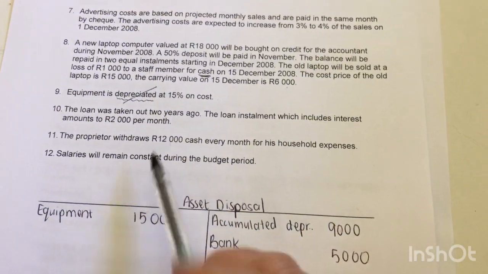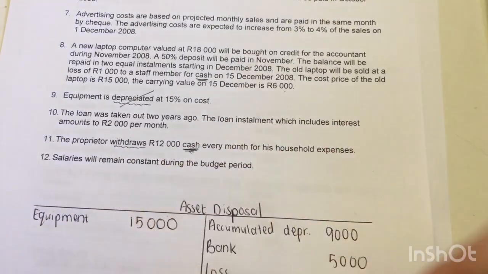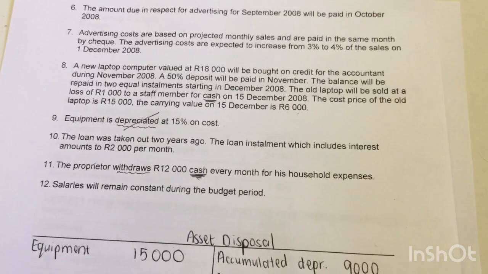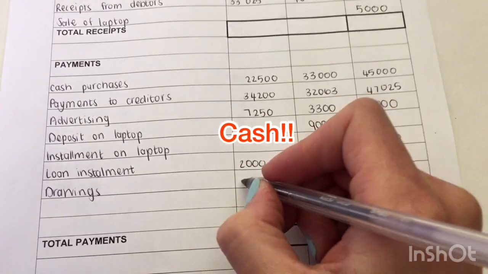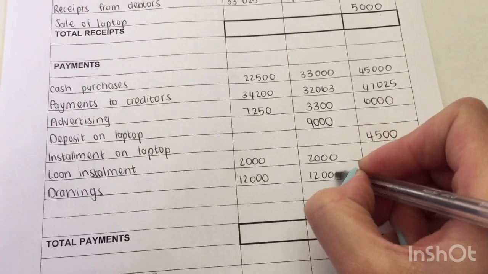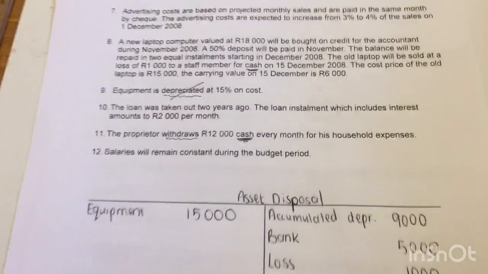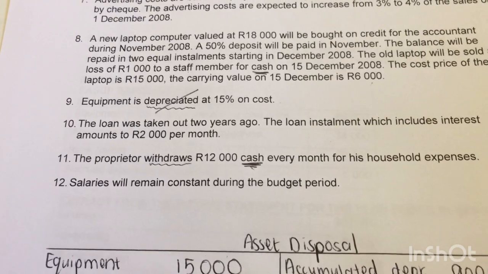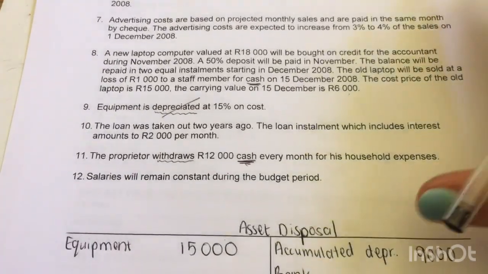Okay. Then they tell me that the proprietor withdraws 12,000 cash. Very important. They might sometimes throw in trading stock in here as well. We can only deal with cash for our cash budget. So that's 12,000 Rand every month. And then they tell me the last entry over there, salaries will remain constant over the budgeted period.